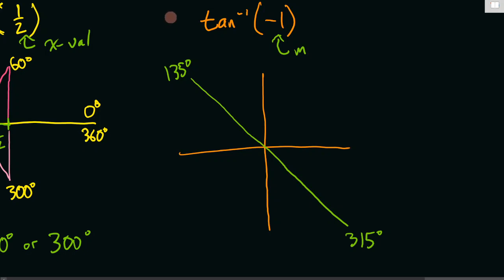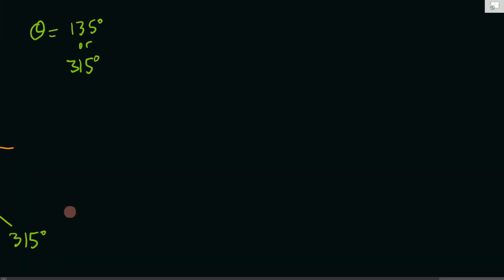I also forgot to label it again. Let's call it theta again. So that means that theta is 135 degrees or 315 degrees. Okay, let's do tangent. I'll remember the theta equals this time. So theta equals tan inverse of, let's do root 3.